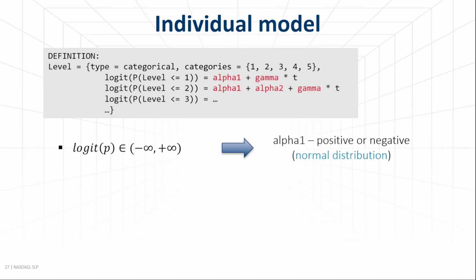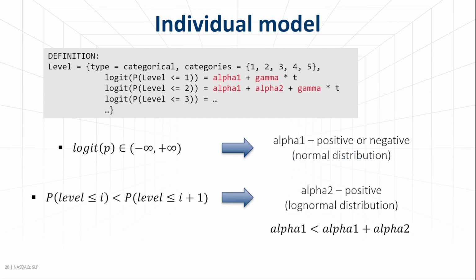In this case, we need normal distribution, but we can easily change it in the statistical model tab before the estimation task. Then, to meet the cumulative probabilities assumption, parameter alpha2 has to remain positive. This will assure that the baseline for the levels equal 1 and below is lower than the baseline for levels equal 2 and below. The same positivity assumption holds for alpha3 and alpha4.